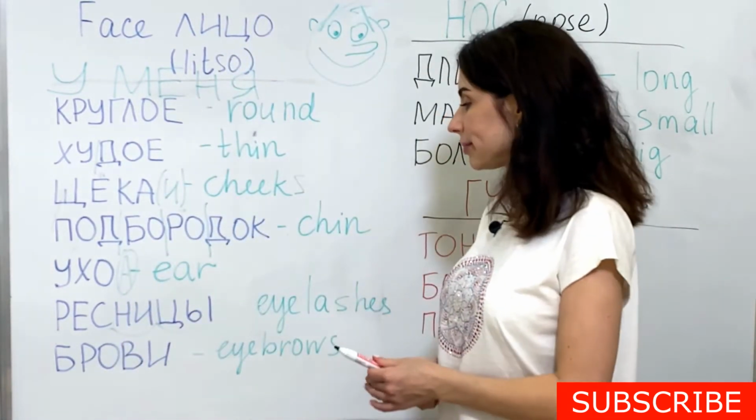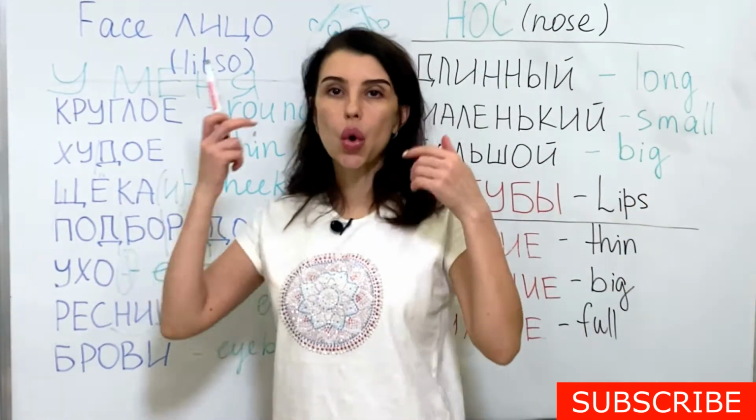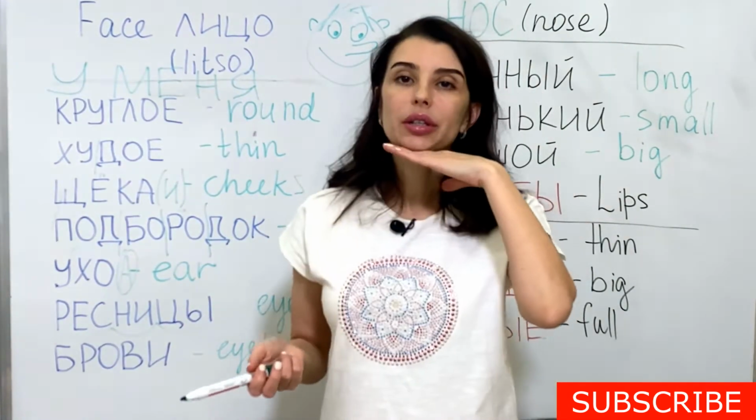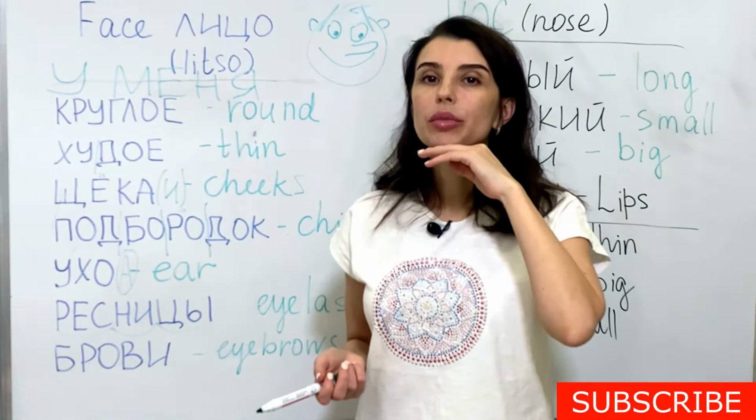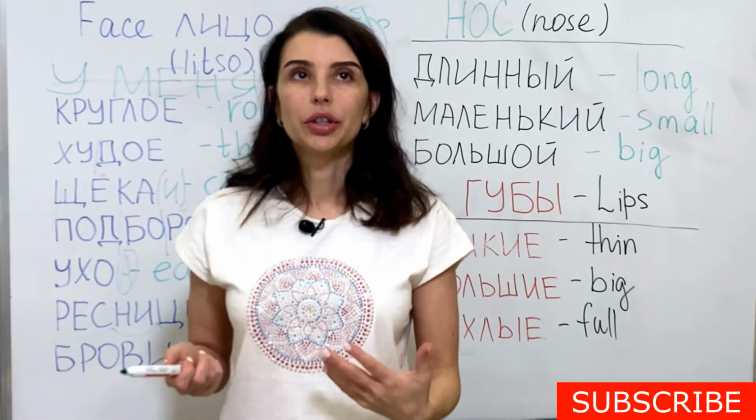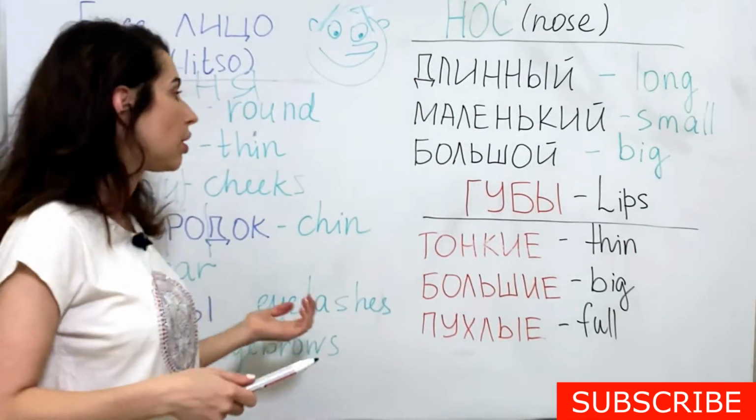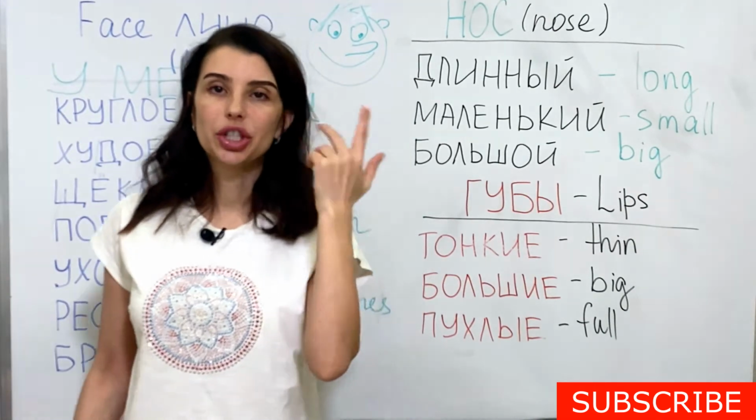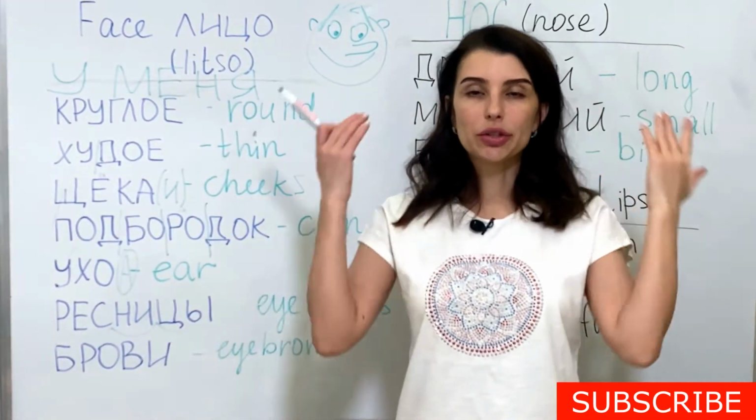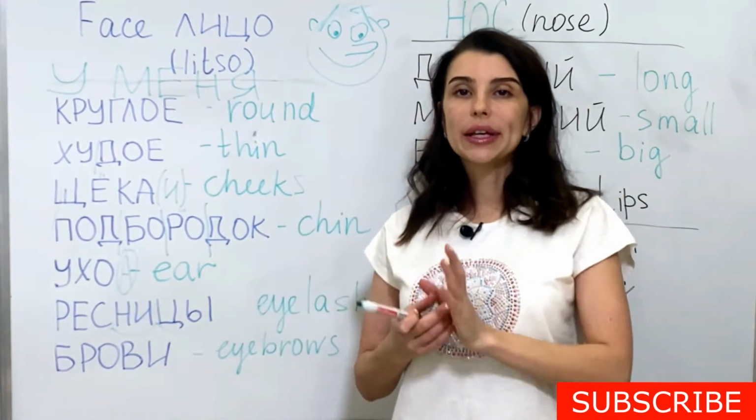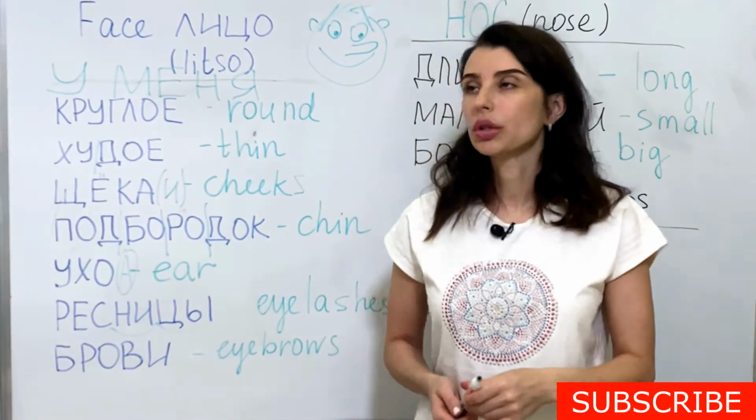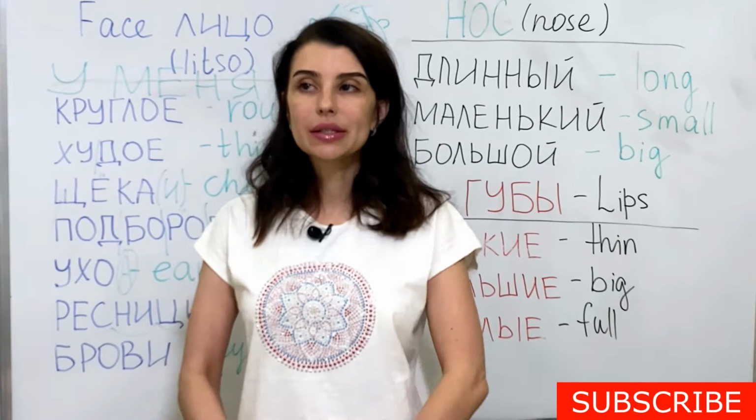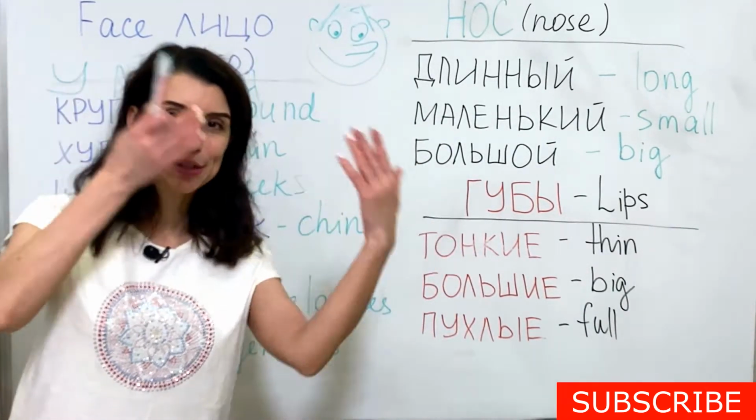So брови, ресницы, ухо if one, left or right, уши if two. Подбородок, so long a word, but I think it's easy to memorize because if it's long and difficult, your memory focuses on it. Подбородок, chin. Next, щека, cheek. Худое, if we are talking about a thin face, or a round face, it's a круглое лицо, круглое. And before talking about all of this, you should say у меня. It means I have.